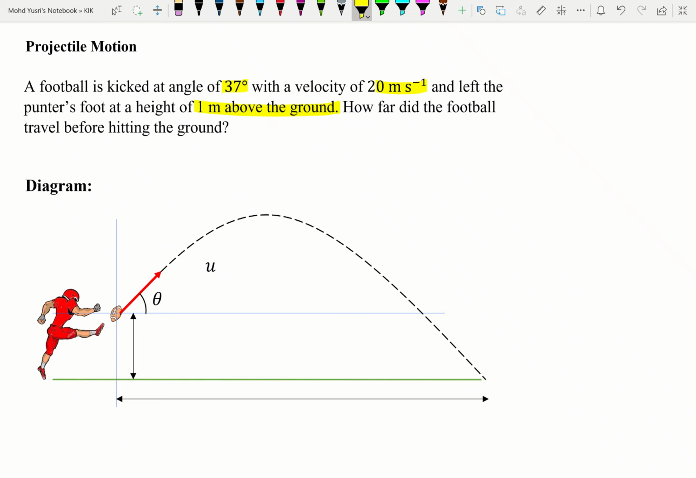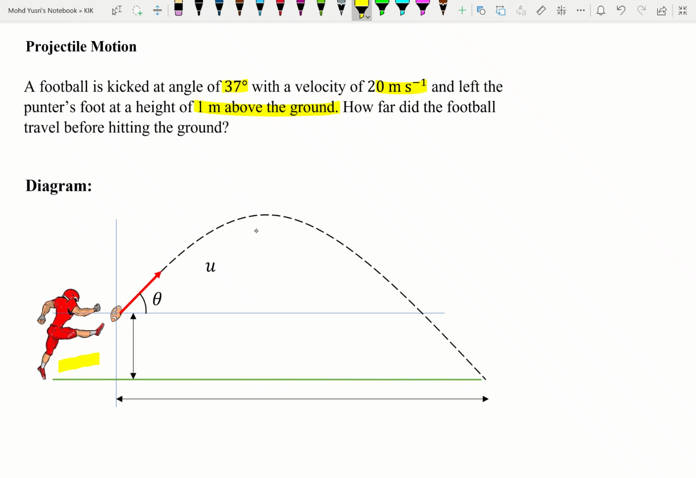Before we solve the question, let's imagine the picture of this situation. The diagram below shows a punter kicking the football in a parabolic path. Why not try to label the diagram by yourself? Okay, now it is my turn to label the diagram.